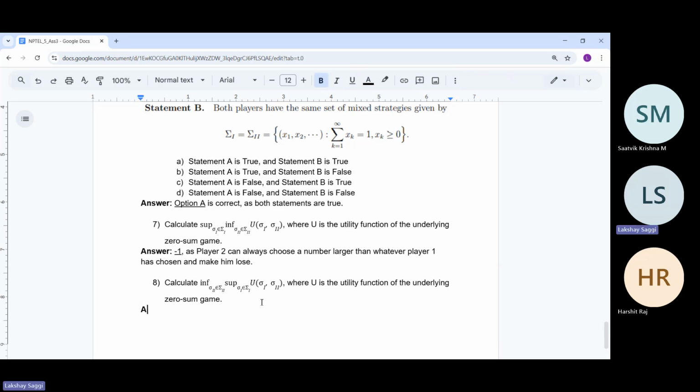Now let's move on to the eighth question. I hope the eighth question is again in the same spirit. So what do you guys think will be the answer to this now? First we were taking max min, and now we are taking min max. That means first player two is the one who's choosing, and then player one chooses something to maximize the function.